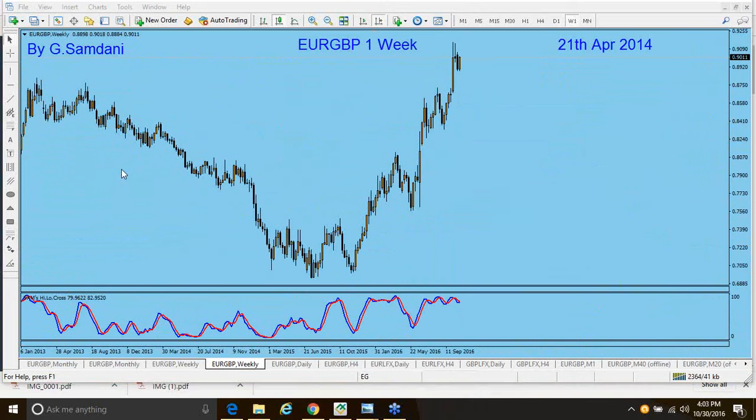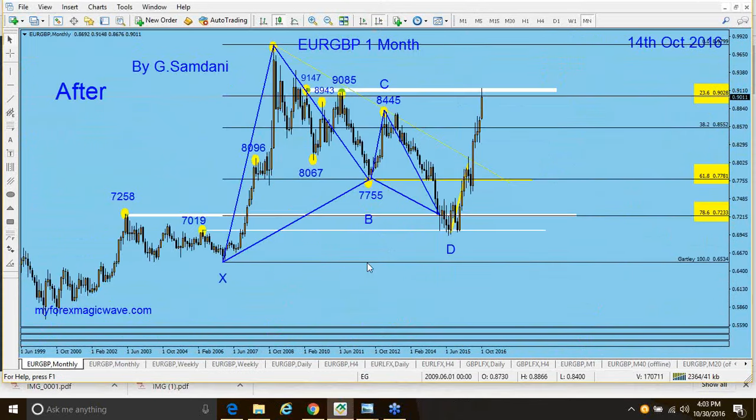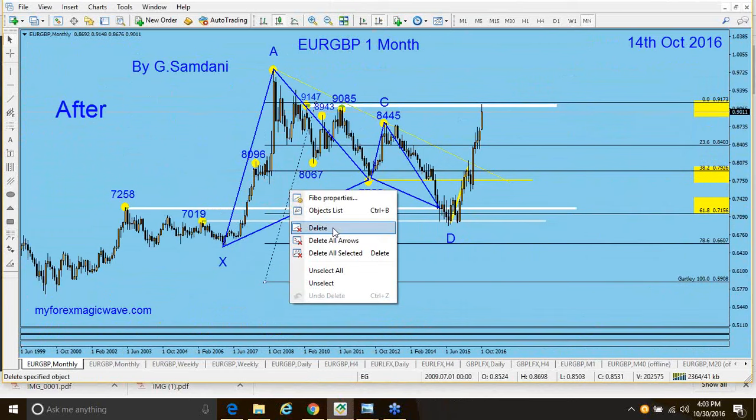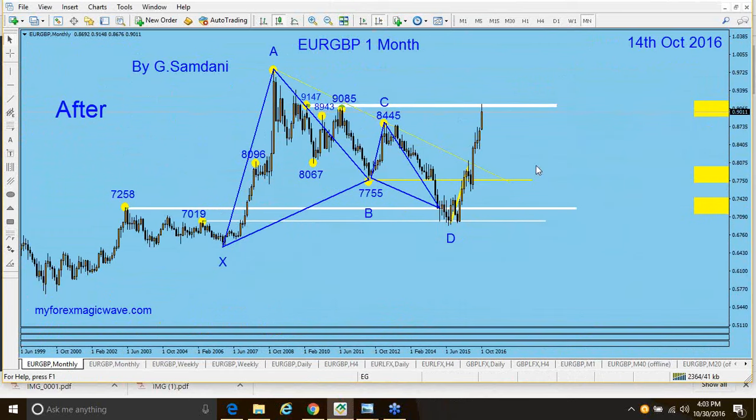But in fact, so the monthly, whoops, it has everything. All right, forget it. Even if it does, who cares? I'll remove this one. Okay, so let's get started.